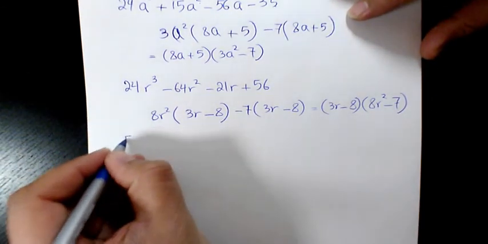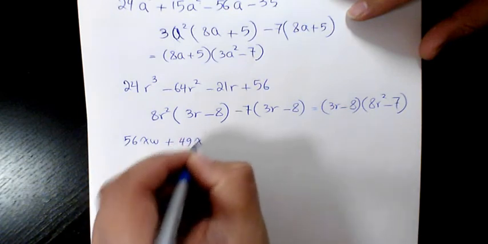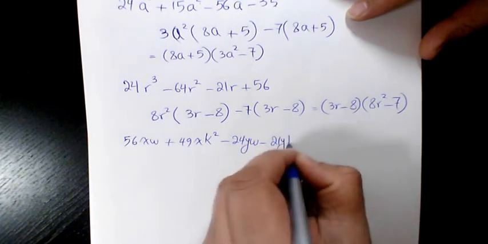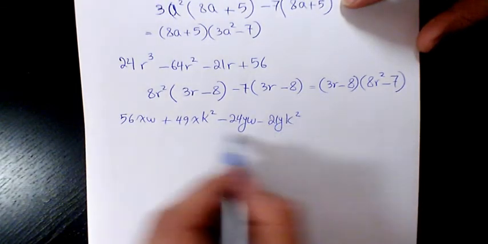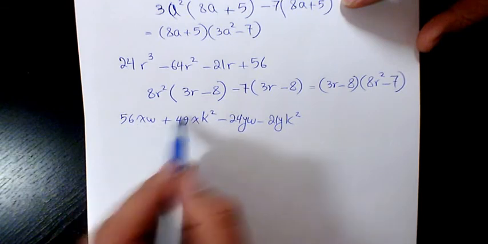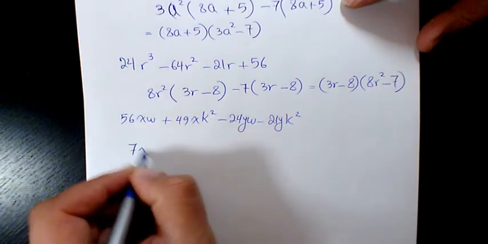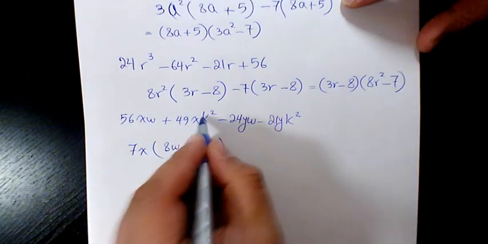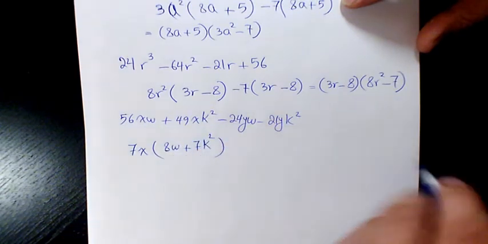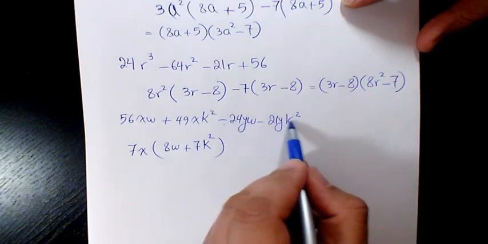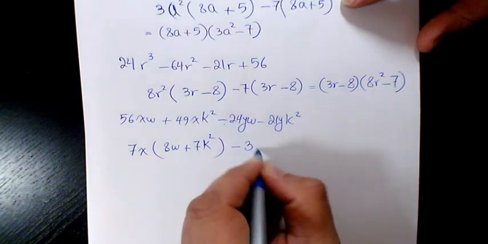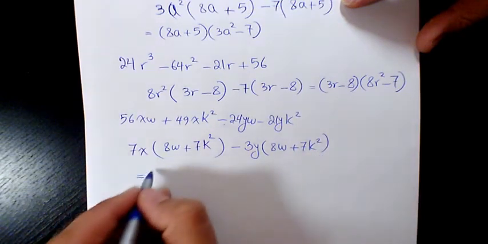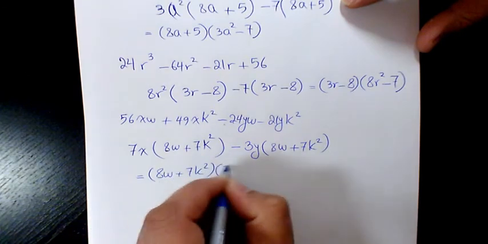Next one is 56xw plus 49xk squared minus 24yw minus 21yk squared. So in here, let's factor these two first, group these two. 7x is common between these two. 56xw divided by 7x is going to be 8w. And here, if you divide it, it's going to give us 7k squared. Negative 24yw minus 21yk squared is going to be negative 3y. It's going to be 8w plus 7k squared, which is basically 8w plus 7k squared, 7x minus 3y.